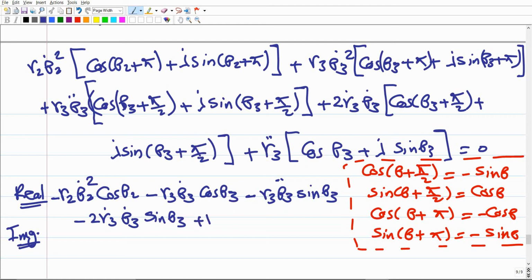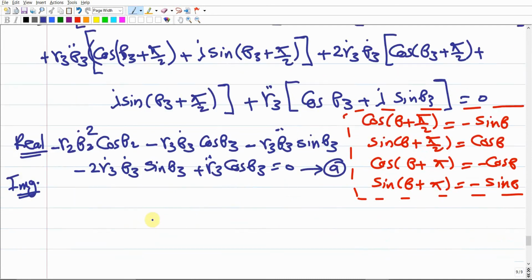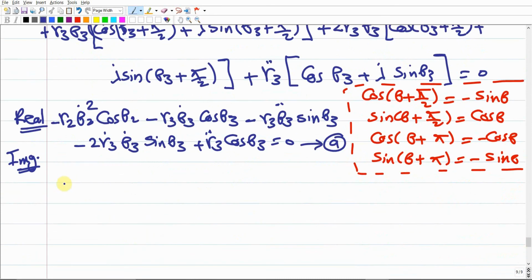Here we're gonna have the r3 double dot the cosine of theta 3 equals 0, and this is gonna give us the equation A. Then we will collect the imaginary term. This will give us the negative r2 theta 2 dot. Here we're gonna have the sine of theta 2, negative r3 theta 3 dot the sine of theta 3.